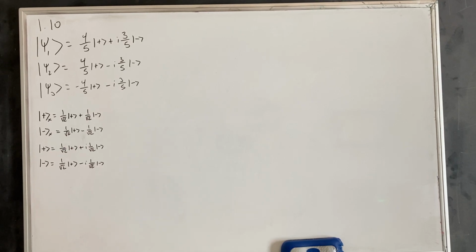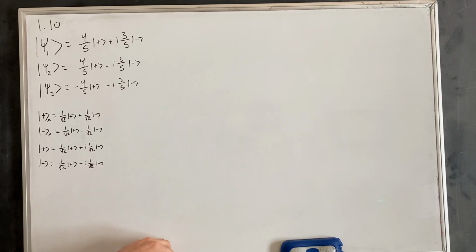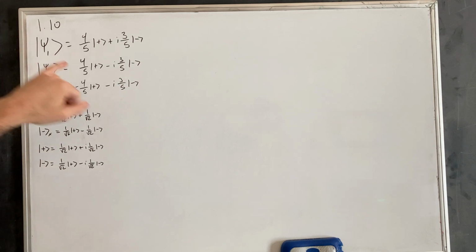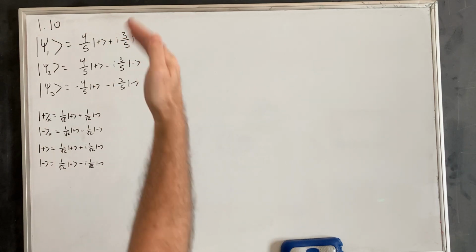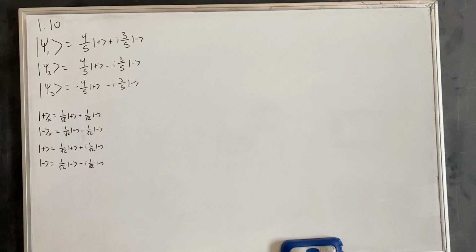Okay, so for problem 1.10, we're given these three states right here, which only differ by some negative signs here and there. It said to find the probabilities for up and down in the X, Y, and Z directions, and then compare the results between these and see what these flips of negative signs do.